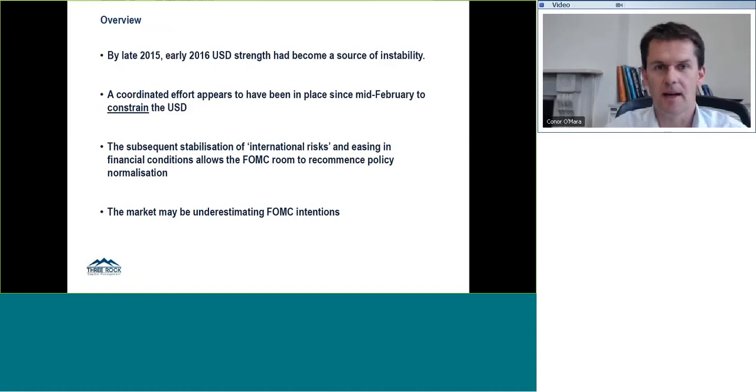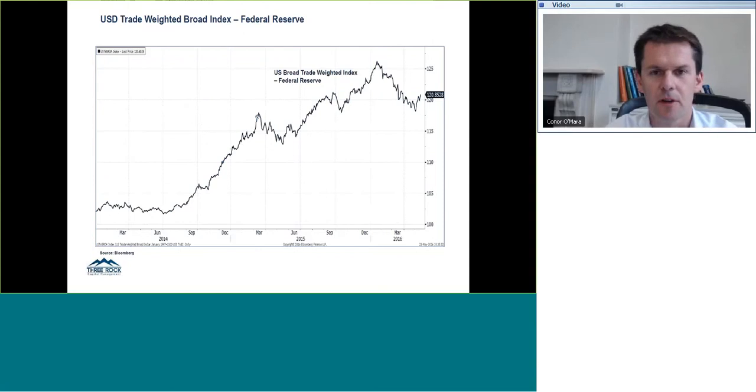Normalization. And as we stand, it seems to me that the market may be underestimating the Fed's intention. So the first chart here shows the dollar trade weighted index since the second half of 2014, since June 30th. It appreciated 24% to its peak on Jan 20th this year. And the main catalyst for that was the ECB in September 2014, indicating its intention to depreciate the euro.